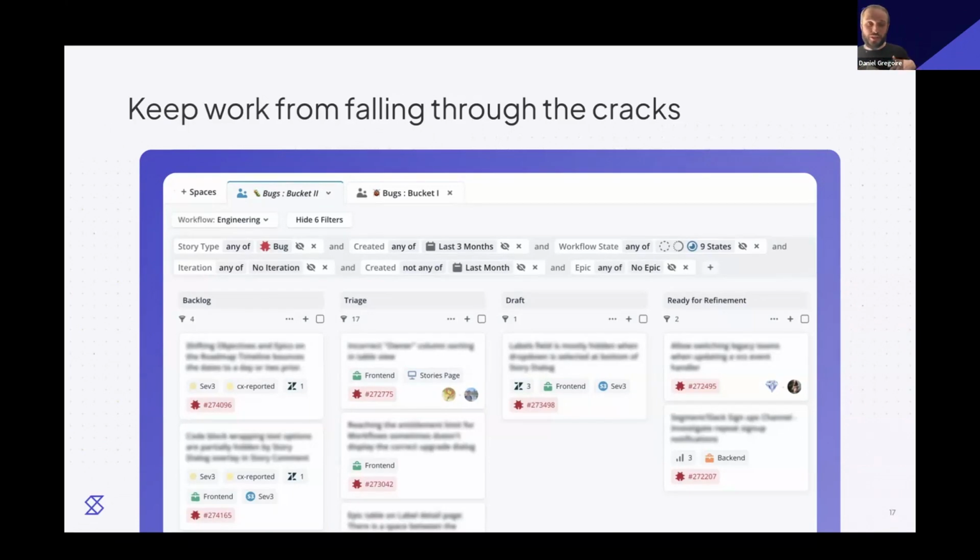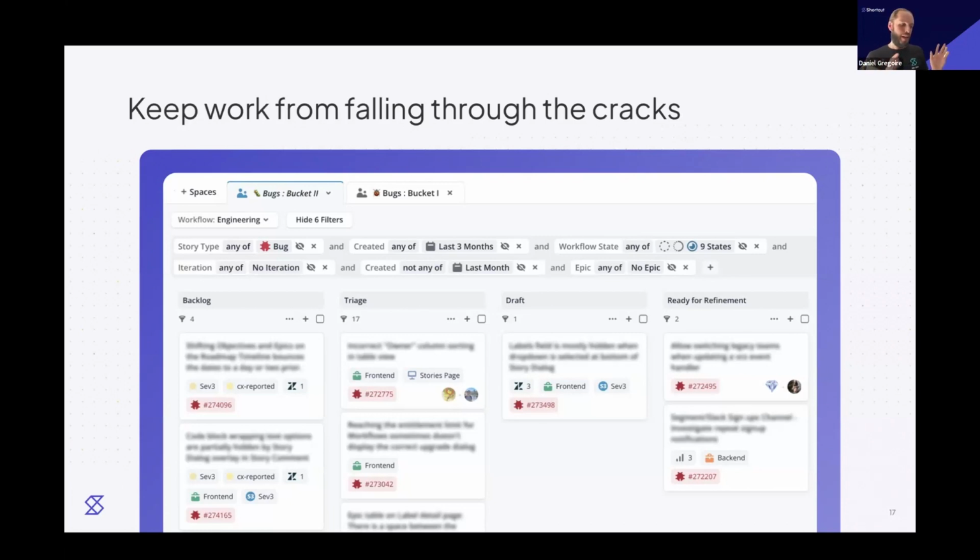shows stories that haven't been assigned to an epic. That is, bugs haven't been assigned to a larger root cause and aren't being worked on in that way. So this gives us a way to keep work from falling through the cracks. And this helps us complement the roadmapped work, the planned work, with important emergent work over time.